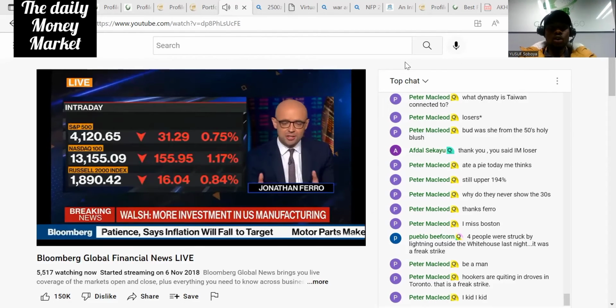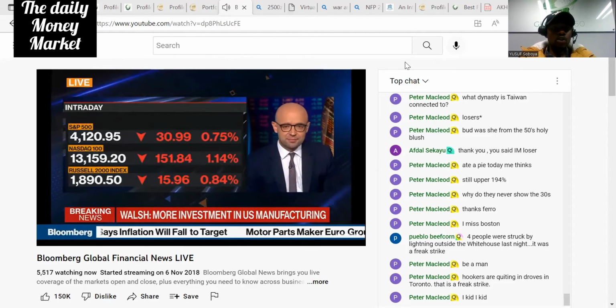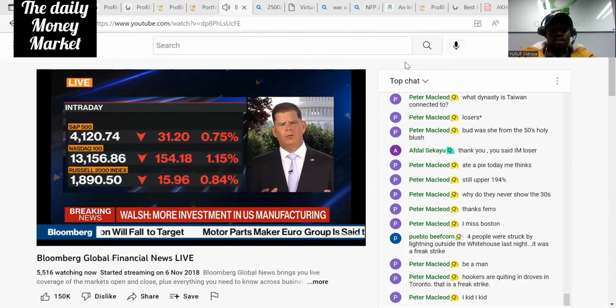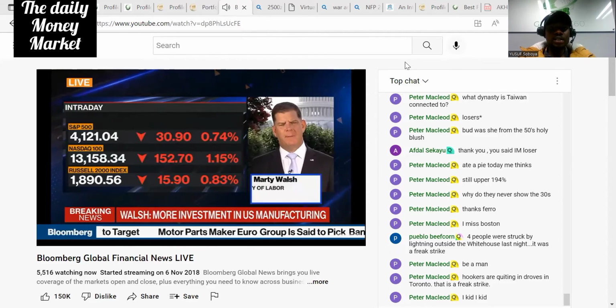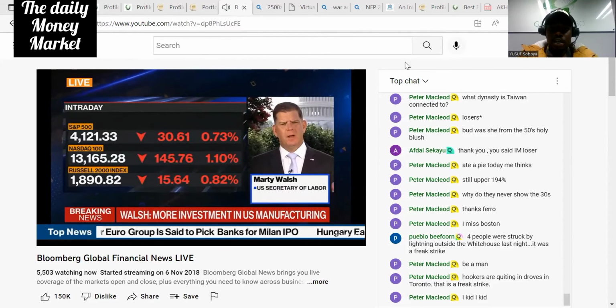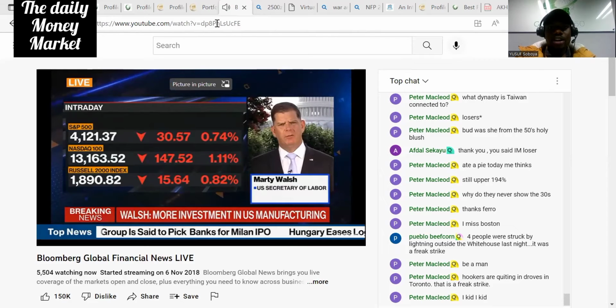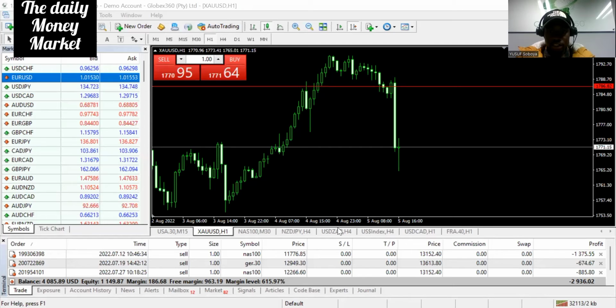Momentum than the dollar at the present. We look at NASDAQ, still on a drop, 1.16% from the position where it was. Look at S&P 500, 0.72%. So quickly, let me also go to a chart so that you can see the implementation or interpretation of all these instruments live on a chart.